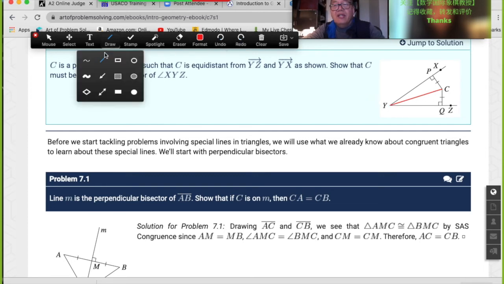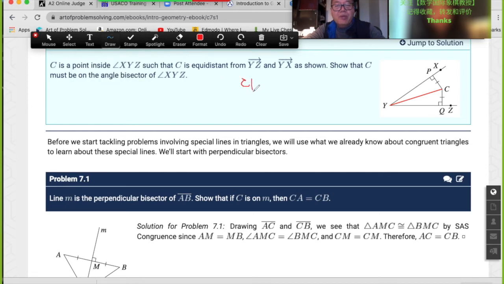Now, what do you know? They give you CP equals CQ. Then you also have CY is shared, CY equals CY. Now you also have CP perpendicular to XY, so that means angle CPY equals angle CQY, which equals 90 degrees.